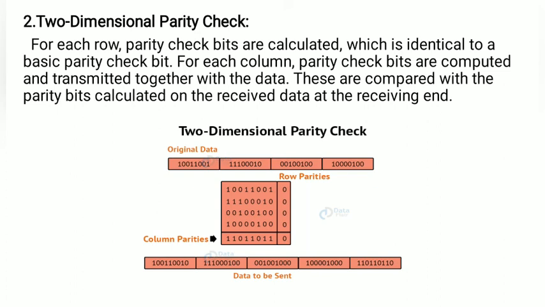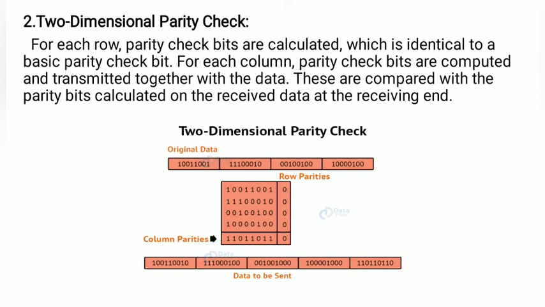Drawbacks of the two-dimensional parity check: if two bits in one data unit are corrupted and two bits in exactly the same positions in another data unit are also corrupted, then the two-dimensional parity checker will not be able to detect this error. This technique cannot be used to detect errors of 4 bits or more in some cases.